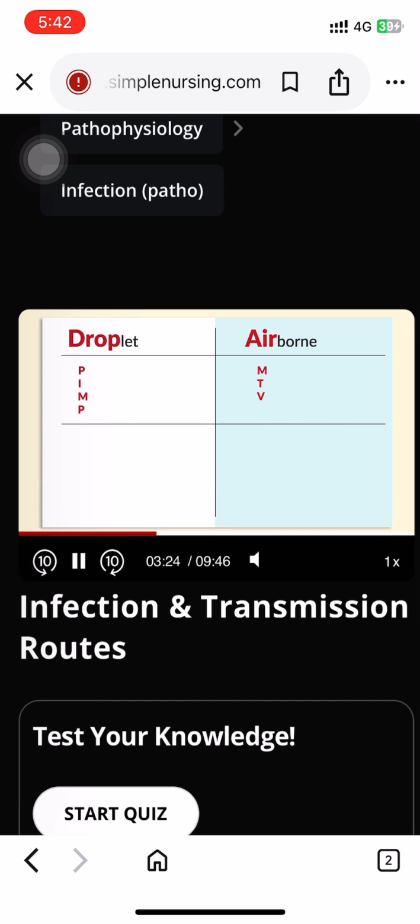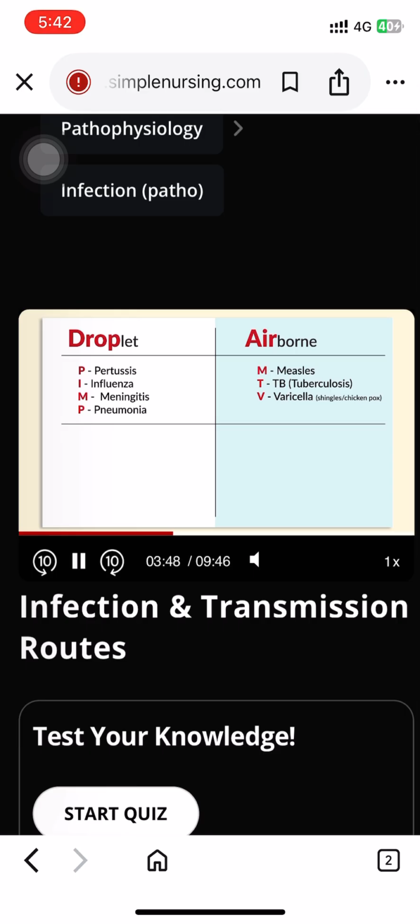So for droplet precautions, P is for pertussis, I is for influenza, that normal flu every year. M is for meningitis, specifically bacterial. And P is for pneumonia. And for airborne precautions, M is for measles, T is for TB, tuberculosis, and V is for varicella.